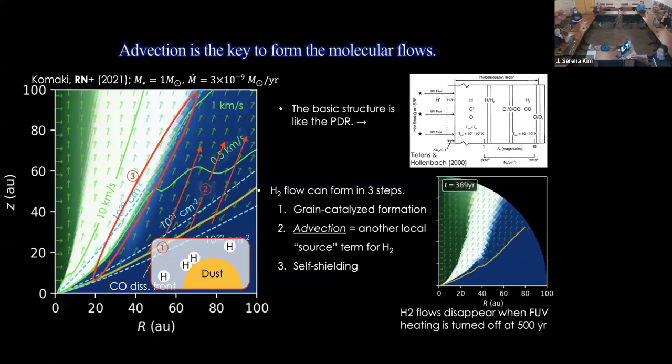So after they are launched, they are only susceptible to photodissociation. They cannot reform the molecules in the wind. So if I trace molecular flow from the base to upper layers, there is a transition point from molecular flow to atomic flow. So the streamlines end close to the dissociation point always.